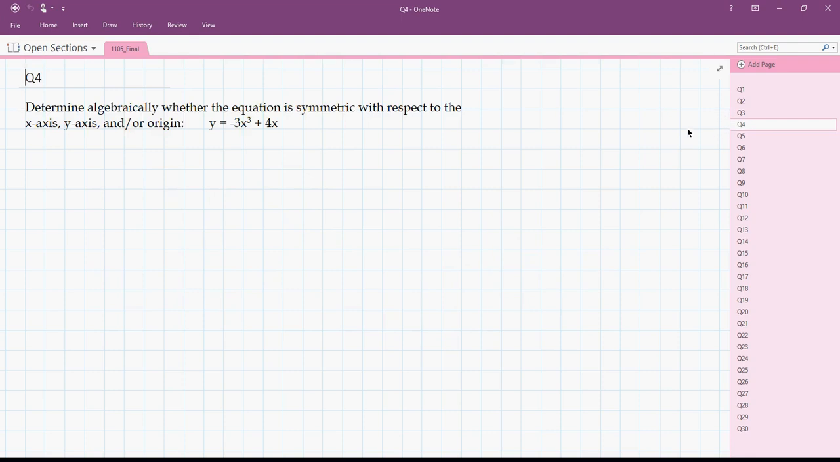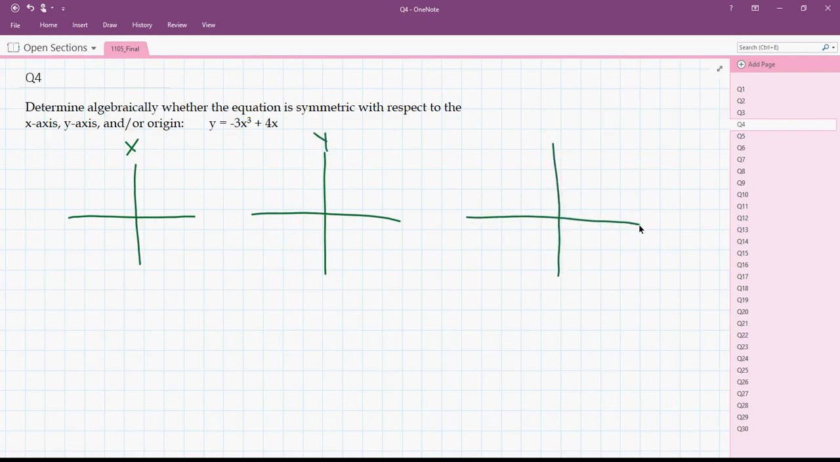Determine algebraically whether the equation is symmetric with respect to the x-axis, y-axis, and/or origin. Okay. So symmetry. We have a couple of different types. We have x symmetry, we have y symmetry, and we have origin symmetry. Origin.